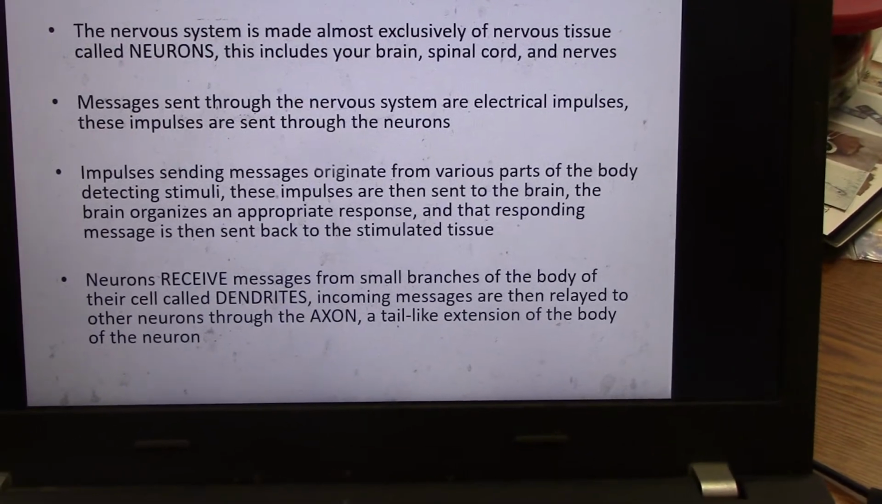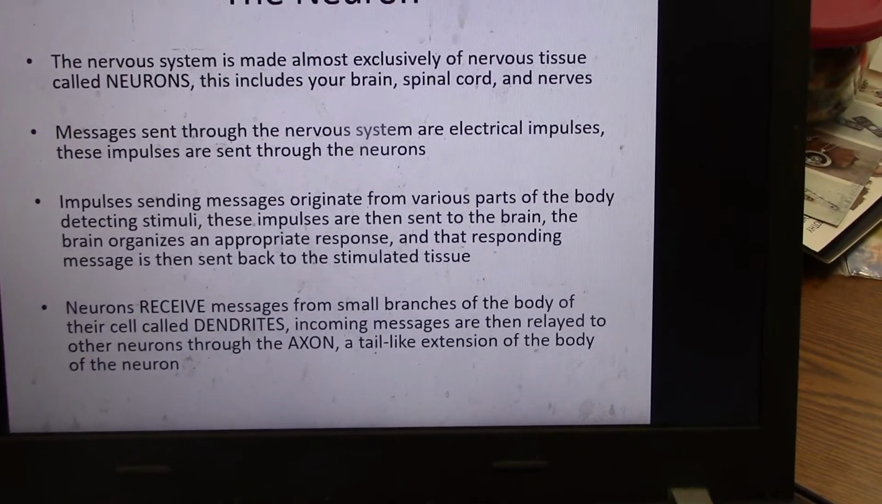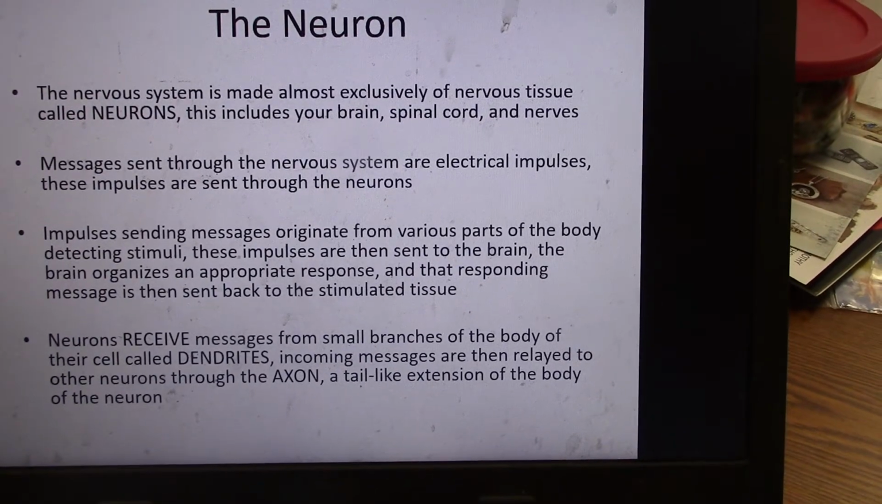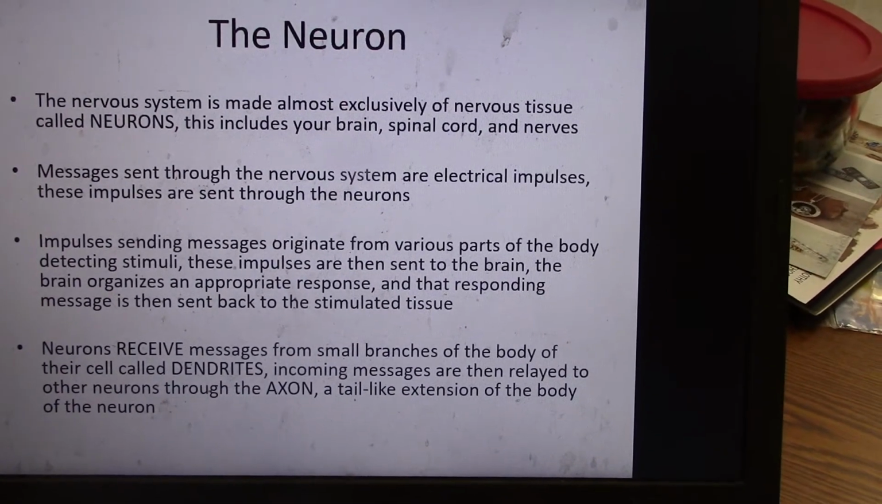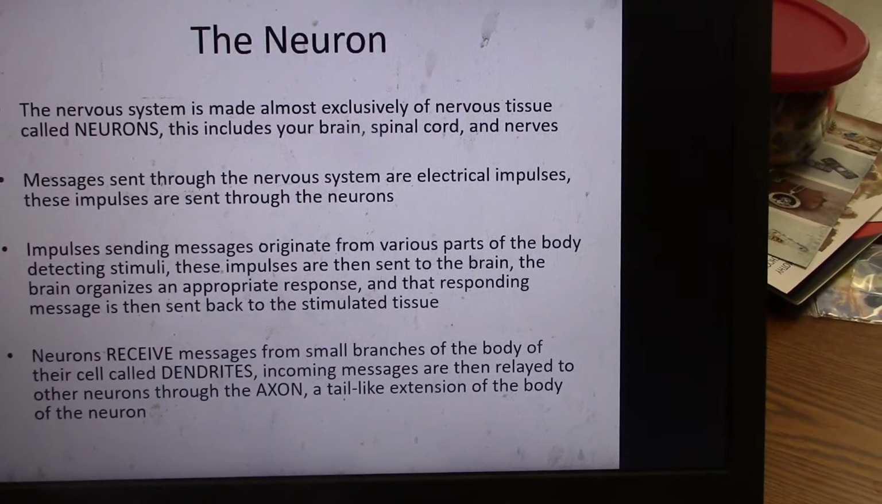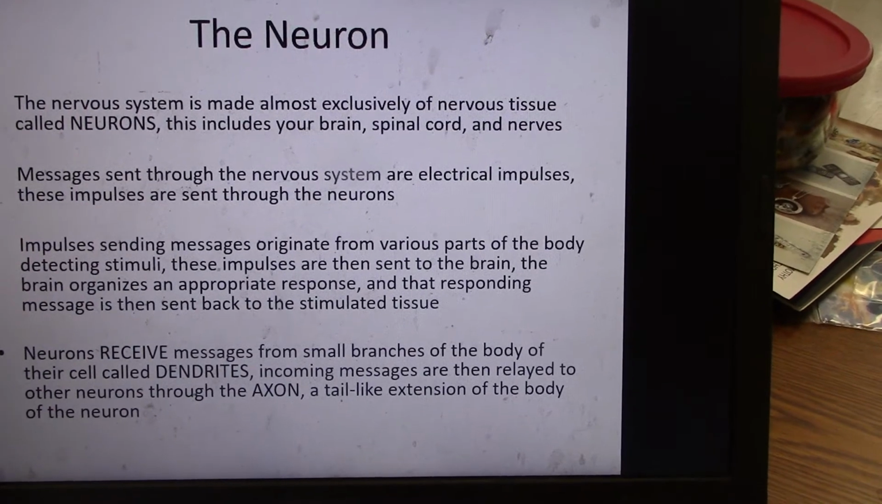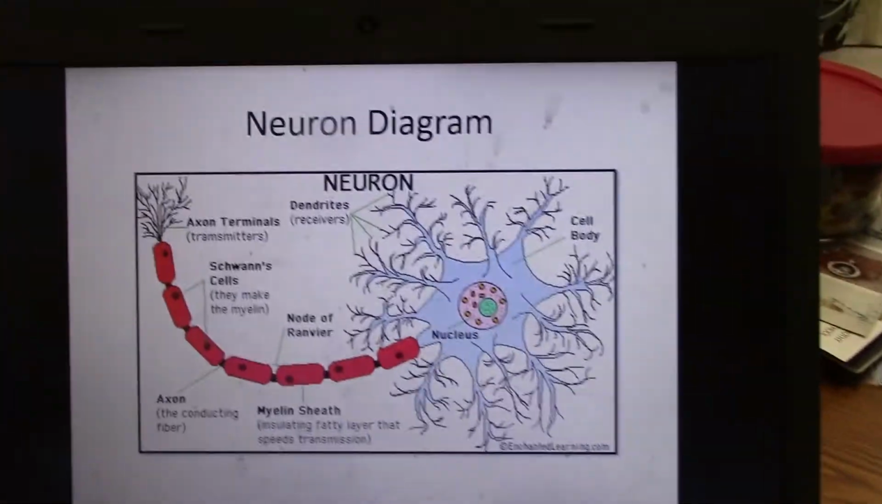Okay? So neurons receive messages from small branches of the body. They receive messages through parts of their cells called dendrites, and they send messages away from their cells through a part of their structure called an axon. So just to show you this, all right.